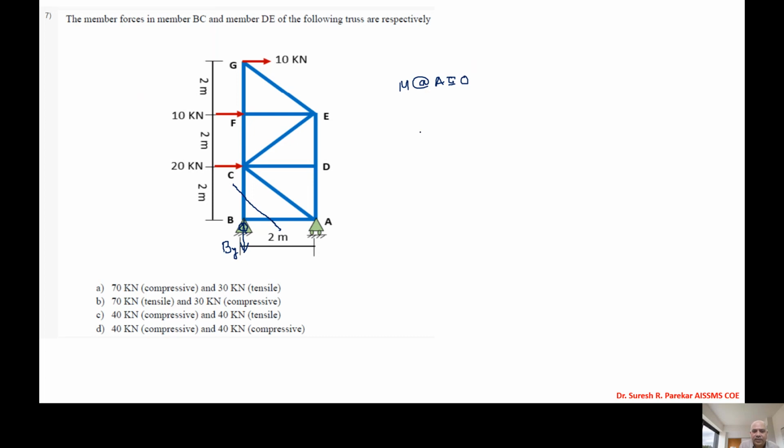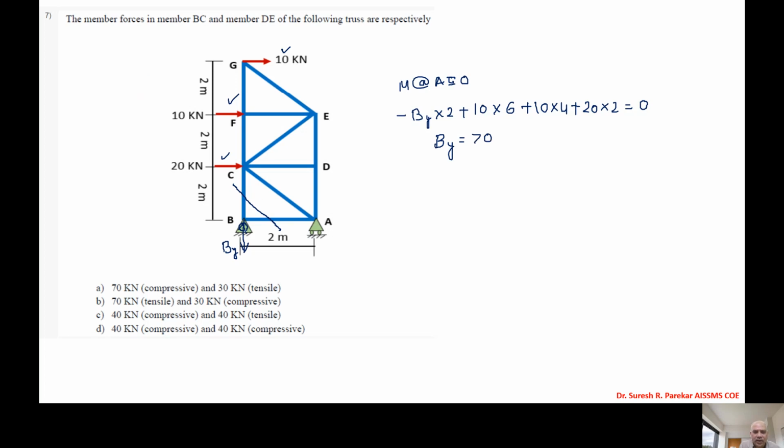And then we can have this as minus By into 2 plus 10 into 6 due to this. Then plus 10 into 4 due to this second 10, and plus 20 into 2 due to this 20, and that is equal to 0. And from this we will get this value as 20, then 20, 40, and this 30, 70. So we have By equal to 70.